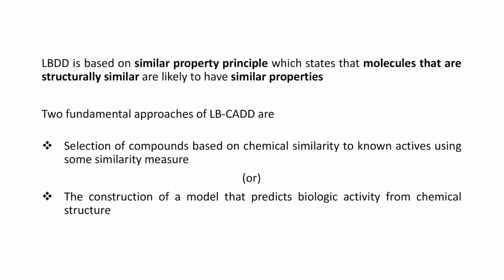Ligand-based drug discovery is based on the similar property principle, which states that molecules that are structurally similar are likely to have similar properties. Two fundamental approaches of ligand-based drug discovery are, first, selection of compounds based on chemical similarity to known actives by using some similarity measure. The second approach is construction of a model that can predict the binding activity of unknown molecules from their chemical structure.